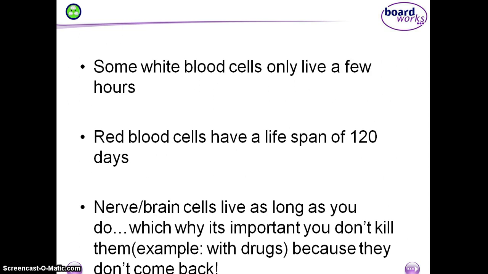Your white blood cells also have a lifespan. They only live to be a few hours old, so cells have different lifespans. Your red blood cells have a lifespan of 120 days and then they die. Your nerve and brain cells are the only cells that live as long as you do. So if you live to be 90, well, so will your brain cells. Unless, of course, you're doing something to them, like using substances that you shouldn't be using that's going to kill them. And once you kill your nerve and brain cells, they don't come back. Unlike other cells, those cells don't come back.